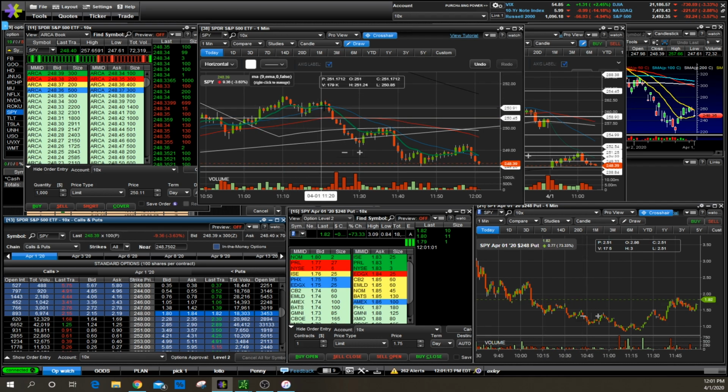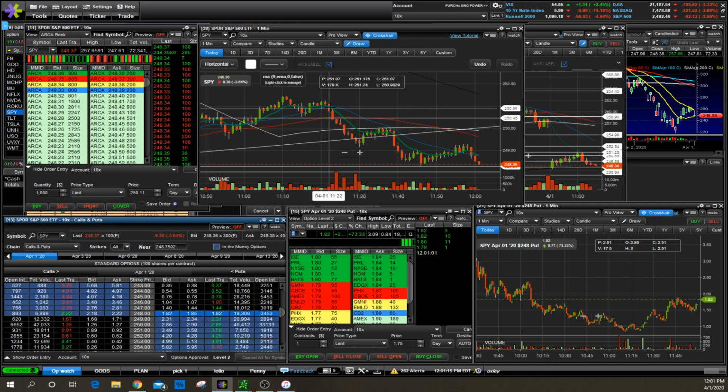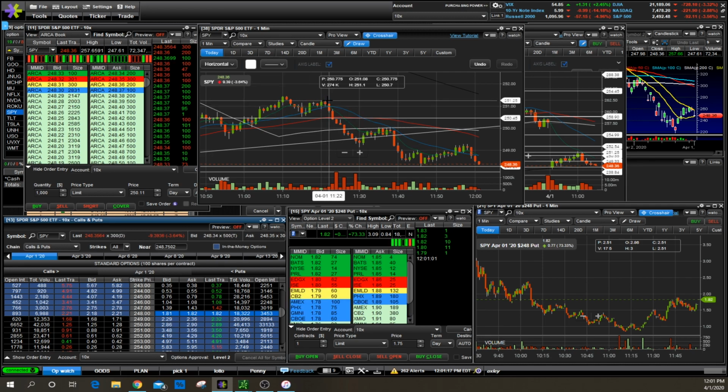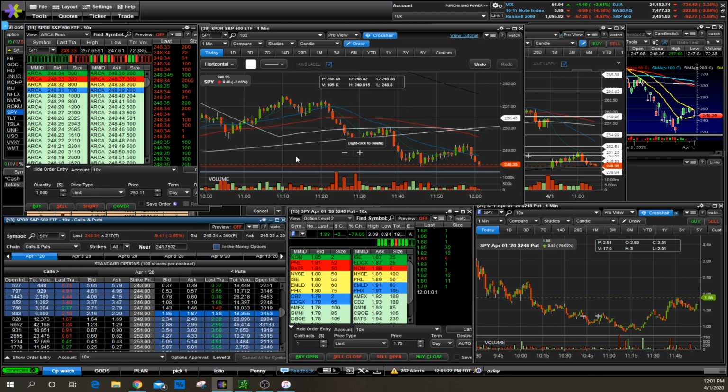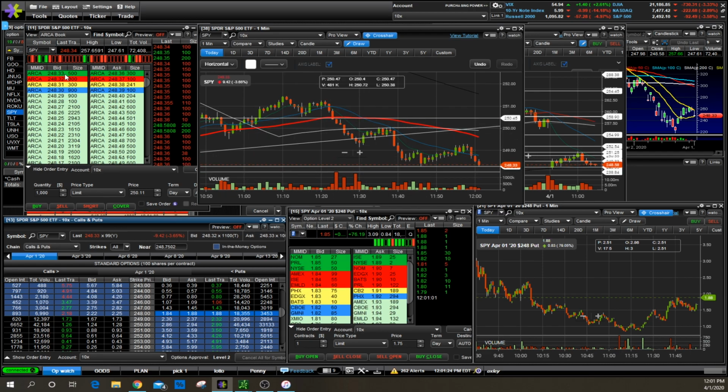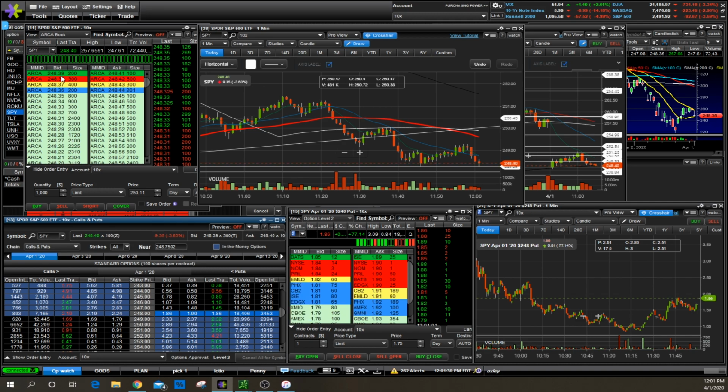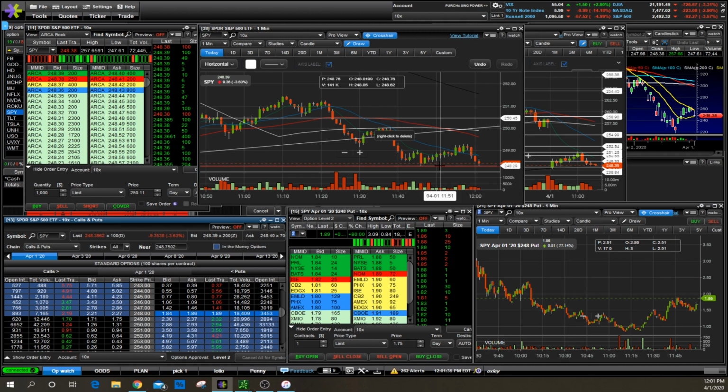Seeing the weakness up here. I said looking weak. We're going to double top. Oh, we're going to break that level. 248.35. Are we going to go in the 20s? We're not there yet. Trying to hold. This could be the double bottom.